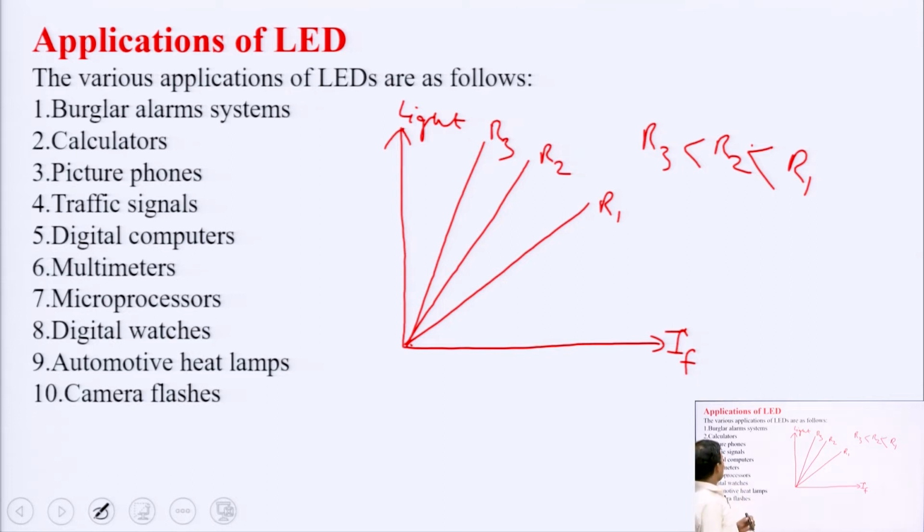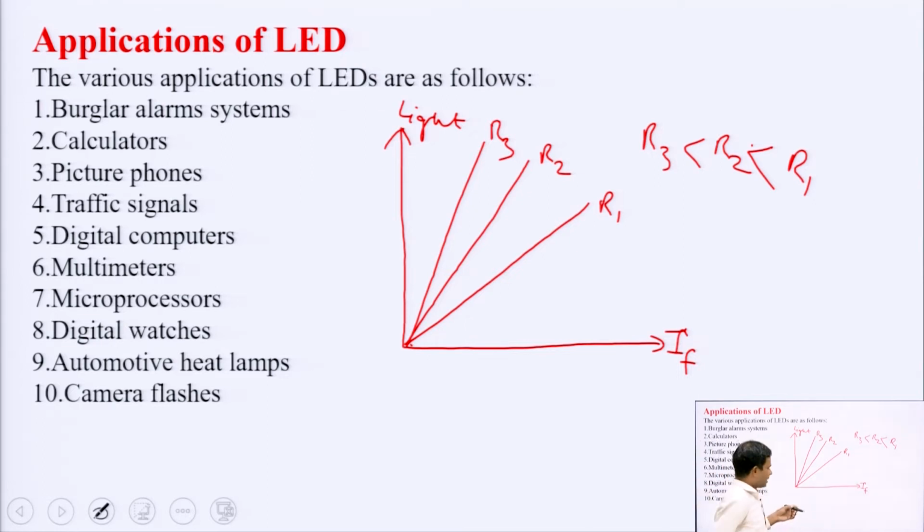Now, applications of LED. There are various applications in alarm systems, calculators, picture phones, traffic signals, digital computers, multimeters, microprocessors, digital watches, automobiles, camera flashes, and others such as optical fiber communication, 7-segment displays and traffic lights. There are various applications of LED. In the case of LED bulbs, we use them in our houses or in our classrooms.